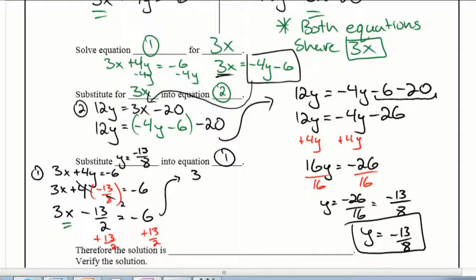Continue up here. 3x is equal to negative 6 plus 13 divided by 2. So adding fractions, we must have a common denominator. This is kind of like negative 6 over 1. So if I want to get it to negative 6 over 2, I'm going to have to multiply it by 2. So I end up with negative 12 over 2 plus 13 over 2. Negative 12 plus 13 is a half. So I get 3x is equal to 1/2.